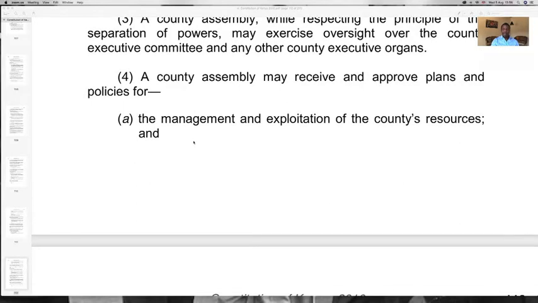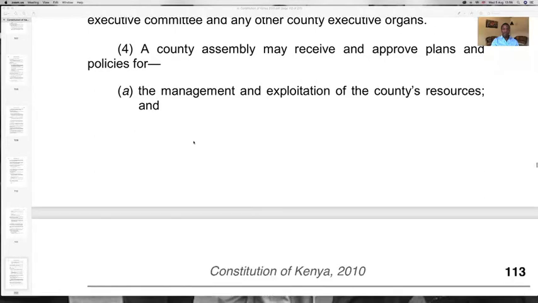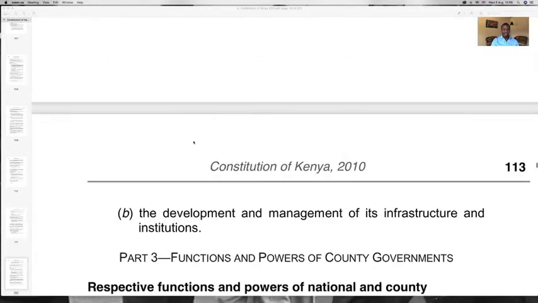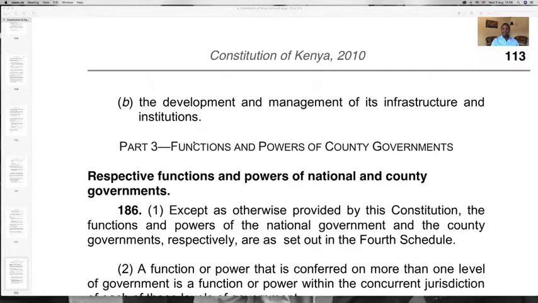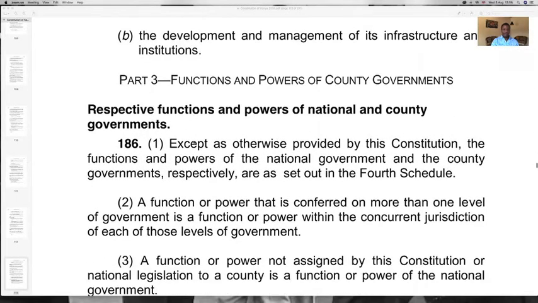A county assembly may receive and approve plans and policies for the management and exploitation of the county's resources and the development and management of its infrastructure and institutions.